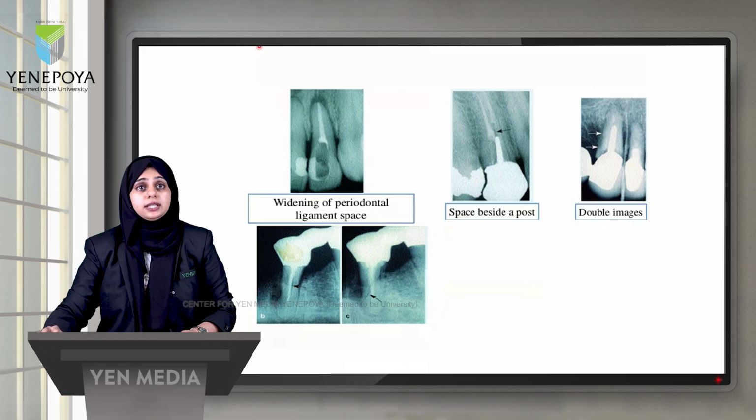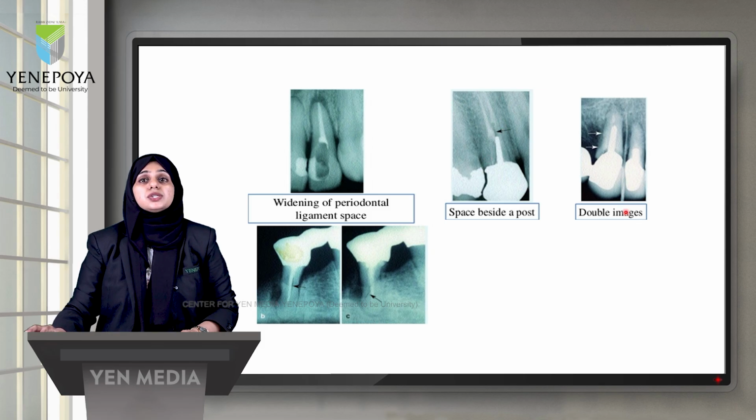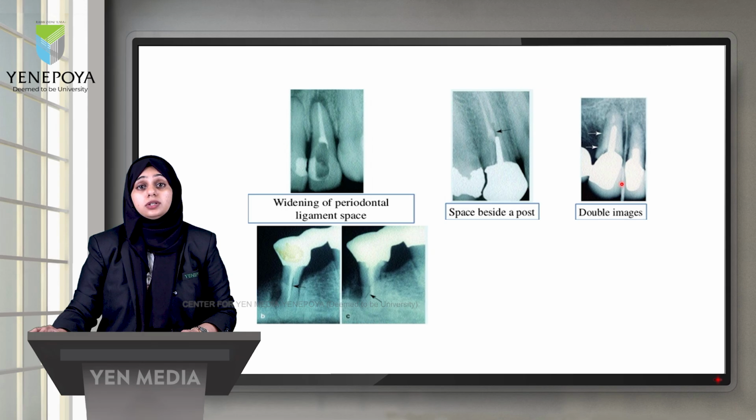Here you can see radiographically there is a widening of the periapical space. Even here you can see there is a widening of the periodontal ligament space. There is a space beside a post. Double images are seen when there is a separation of the fracture in a direction other than parallel to the X-ray beam. There will be overlapping of this fracture. This will appear as a double image on the external surface of the root.